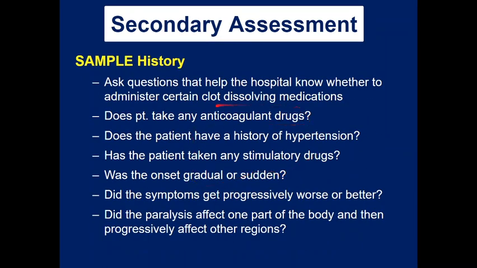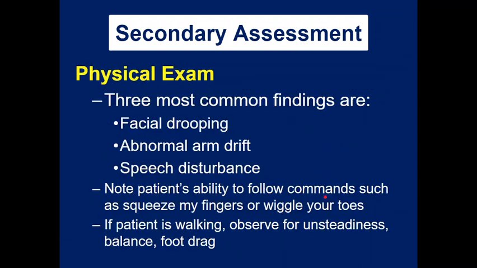Do they take any anticoagulation drugs? Maybe they have AFib. All right. Do they have a history of high blood pressure? Are they doing cocaine, smoking? All right. Methamphetamines. Did it happen all of a sudden, or was it gradual over the past couple hours? Has there been any period where the symptoms got a little better, or has it just gotten worse? And then, do they have paralysis affecting only one part of the body? Or has this paralysis moved to affect other regions? So if you affect the motor nerves and the brain, you could have paralysis, but it could also develop. And so maybe they called when their arm was paralyzed, but now when you got there, their arm and their leg is paralyzed. All right.